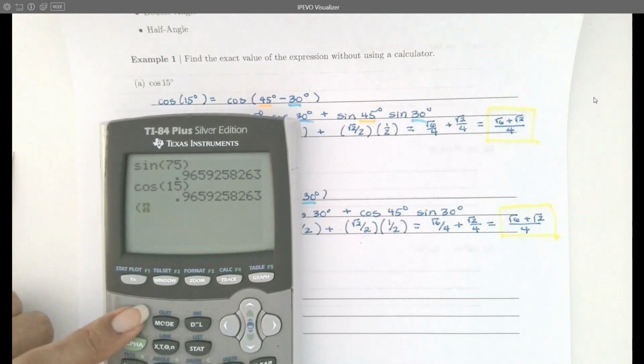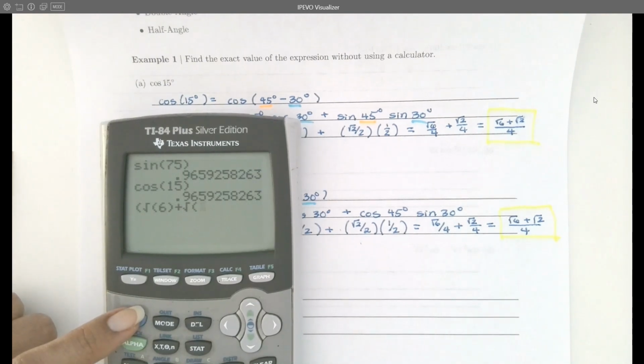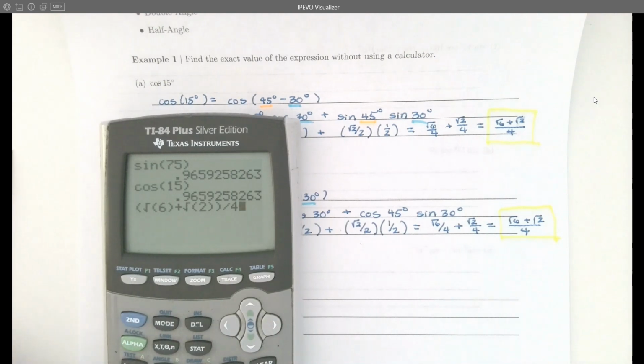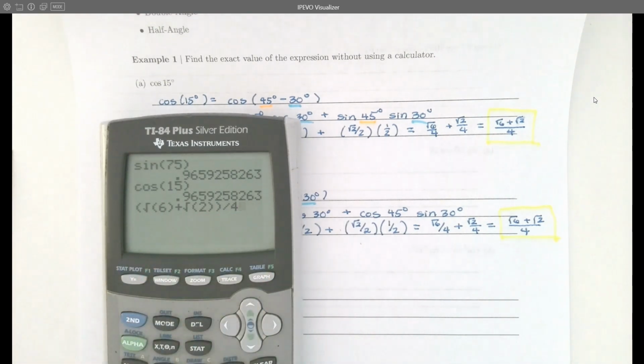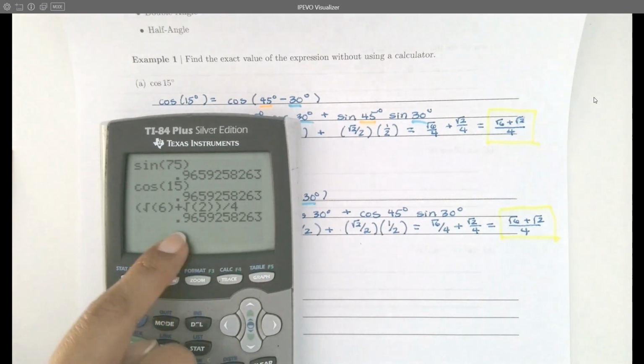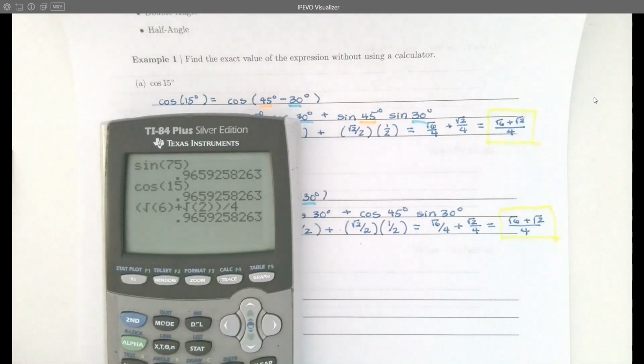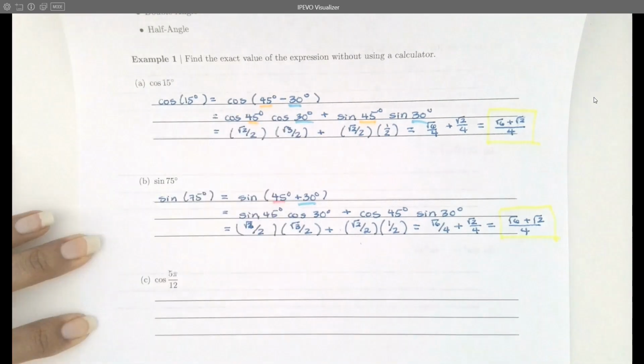So let's take the square root of 6 plus the square root of 2 divided by 4. Make sure that you group the numerator together, otherwise you're just going to divide the radical 2 by 4. So grouping the numerator together gives us this decimal, which agrees with the cosine and sine. Okay, so that looks good.